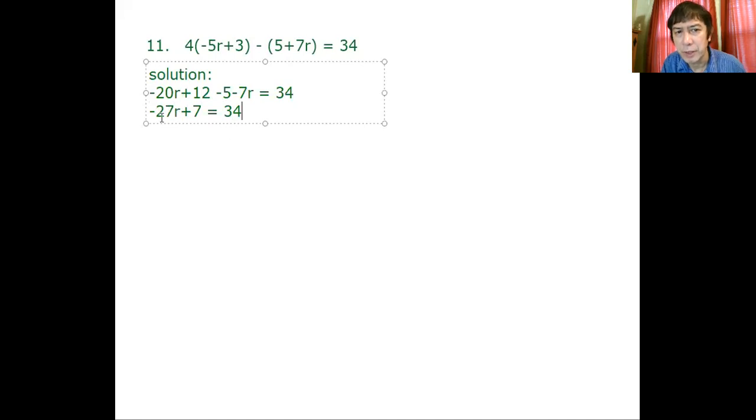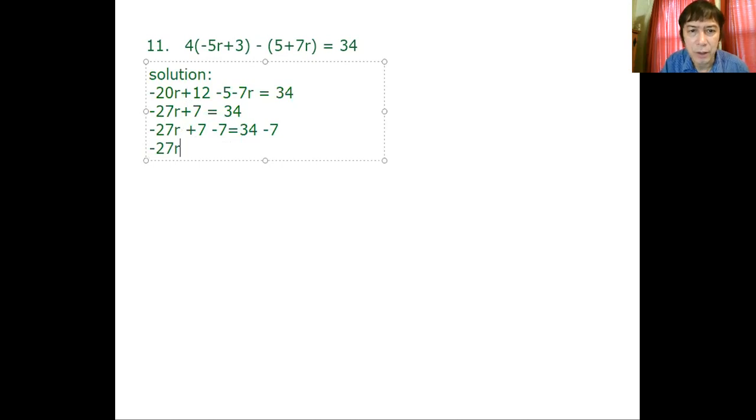Next step, we shall isolate the term with the letter r. Now, how do we do that? We shall move the 7. We have to reduce this to 0, so that one side is just the term with the letter. How do we do that? We apply subtraction. Since it's a positive, you apply subtraction. So you have negative 27r plus 7, you subtract 7. And that's equal to 34, you subtract also 7.